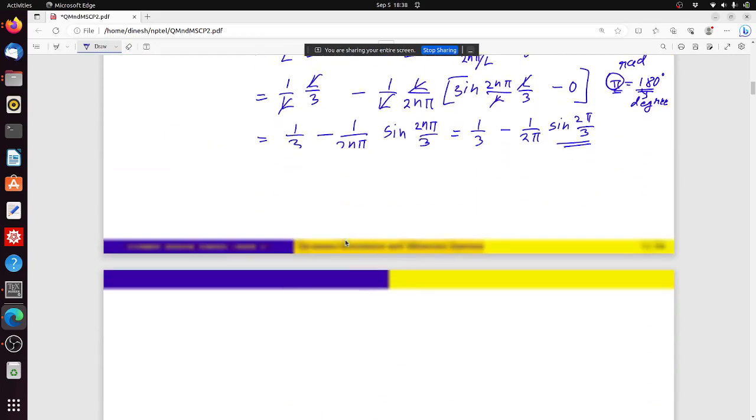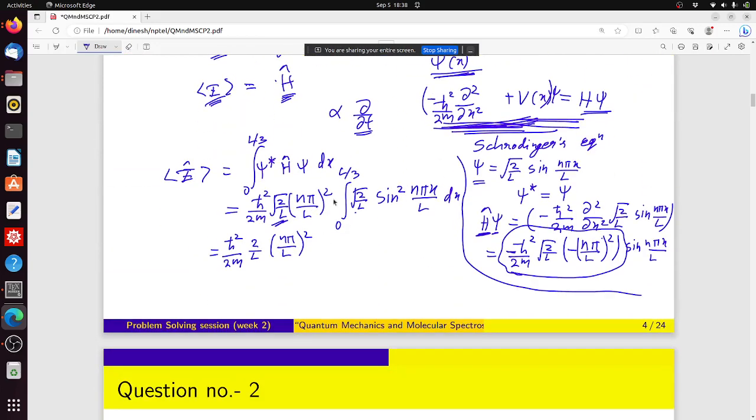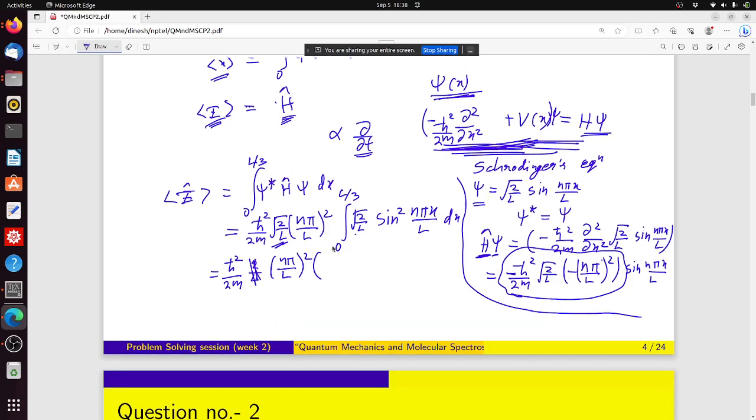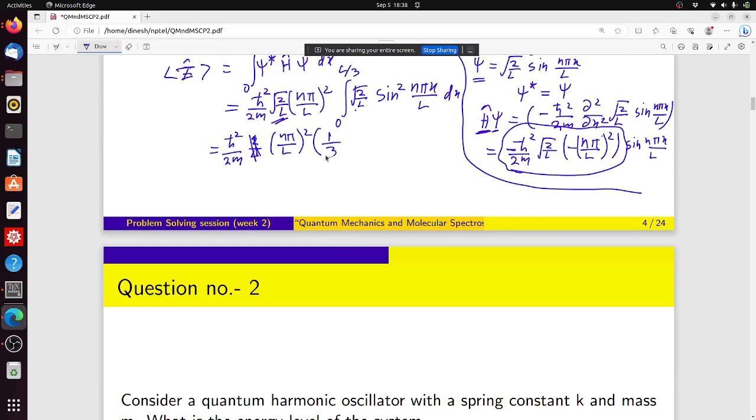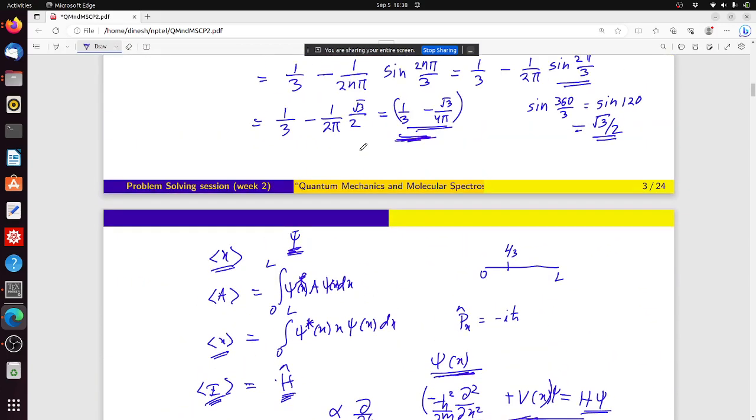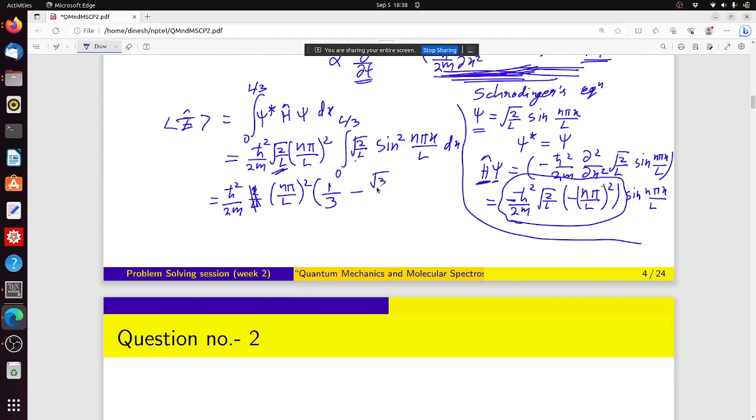Okay, 2 by L we have taken out. So with 2 by L, this will be 1 by 3 minus root 3 by 4 pi. Okay, did I make some mistake?